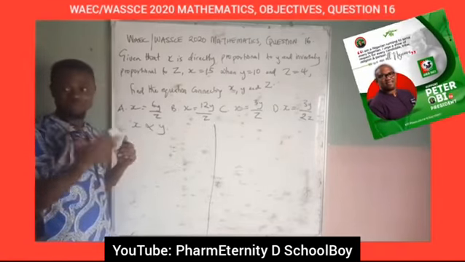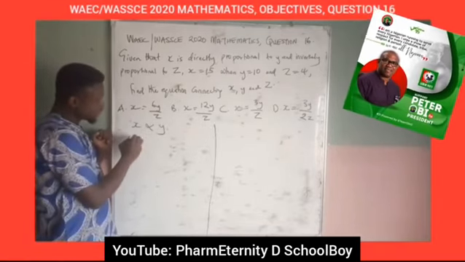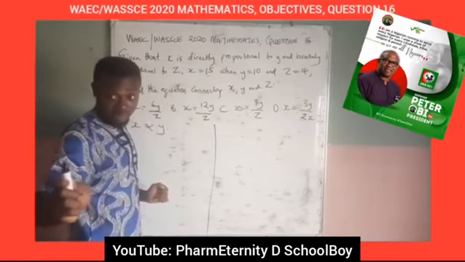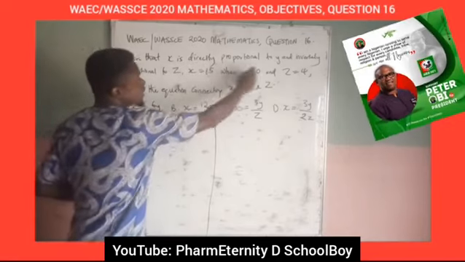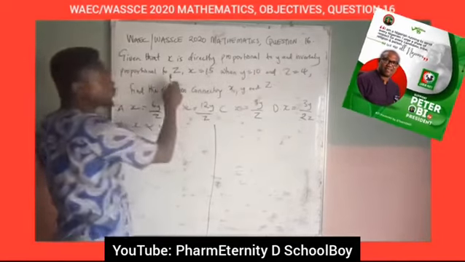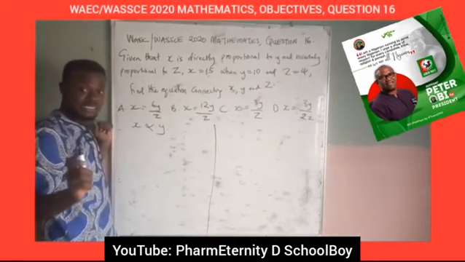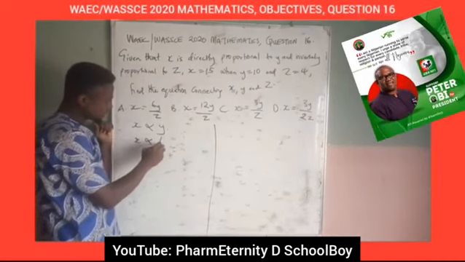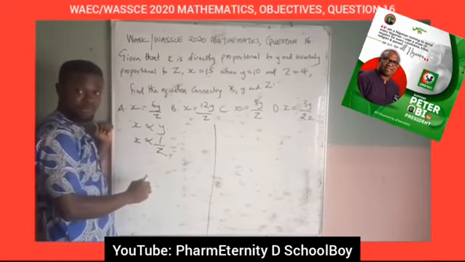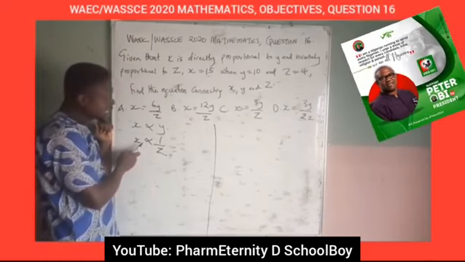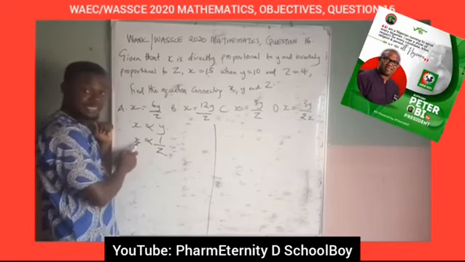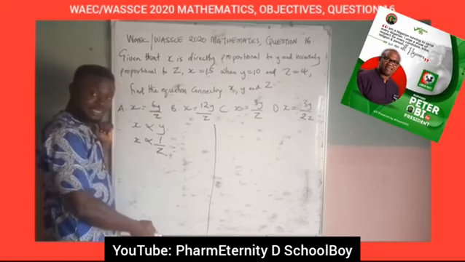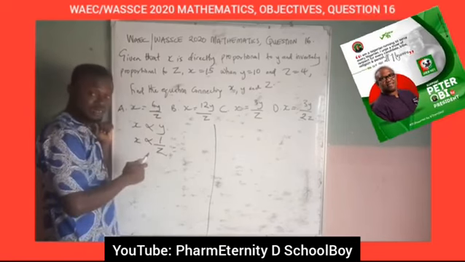We also have indirect proportion, or call it inverse. That x is inversely proportional to z. This is how to represent it. What this means is that as x is increasing, z is decreasing, and vice versa. Is it clear?